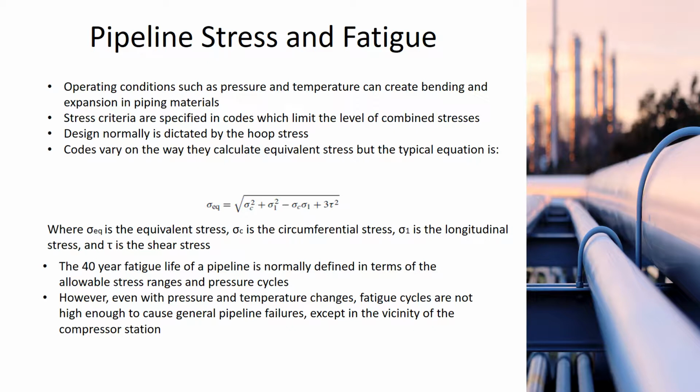As I talked about initially, pipeline stress and fatigue really depend on the pressure and temperature and the possible expansion in the piping materials. The codes vary on the way they calculate the stresses, but there's an example of one of the ways the codes do it. The fatigue life is normally calculated based on a 40-year fatigue life, and it's dependent on the allowable stress ranges and pressure cycles. One of the big things is the vicinity of the piping to the compressor station, which really, as we talked about in class, can create those cycles in the piping.